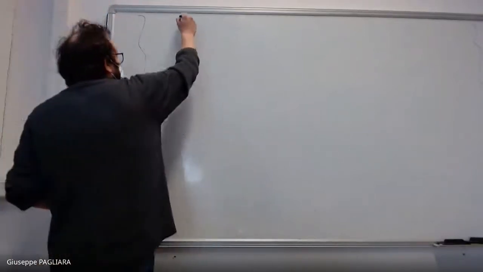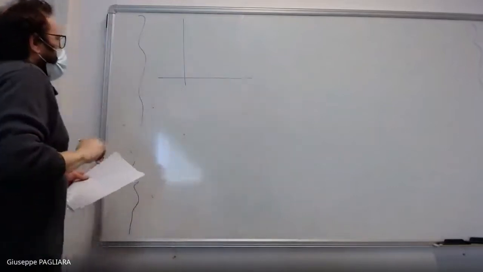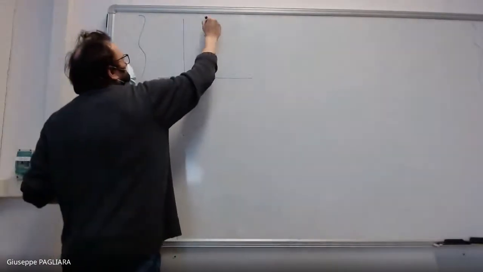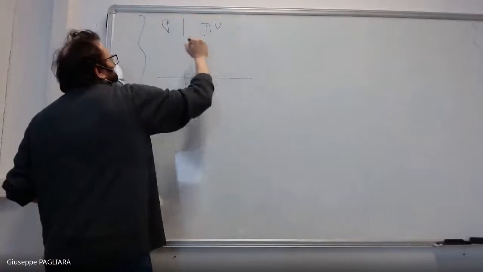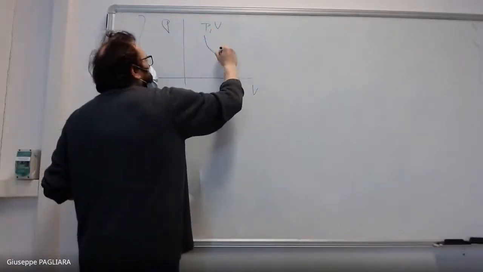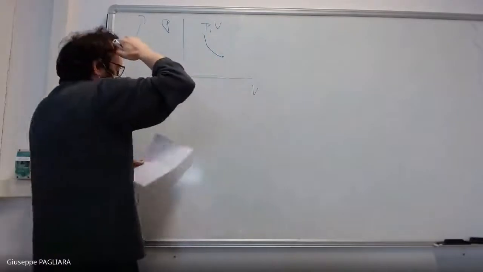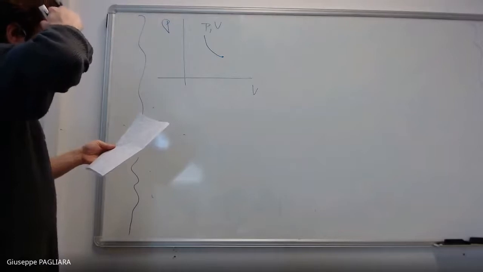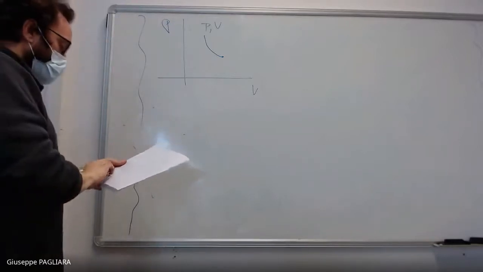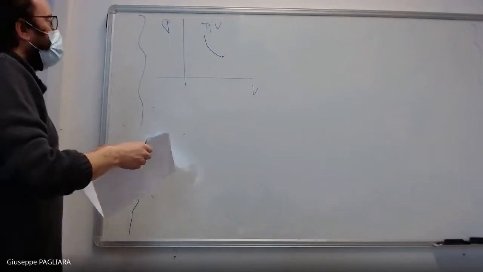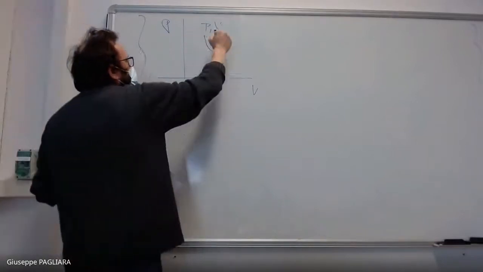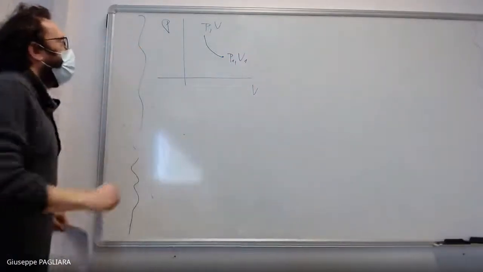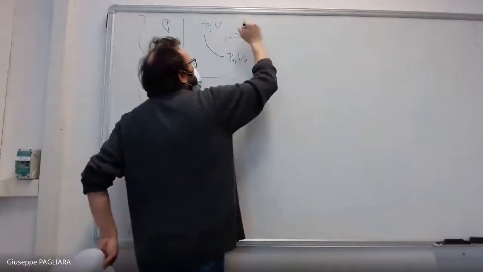Therefore, one can do the following. System 1 has the following evolution in P and V. This is the initial state, and then it will evolve into a final state. Sorry, this is system 1 or system 2? Let me see. System 1 will expand, so this is P1, this is V1. And I suppose that this is isothermal.